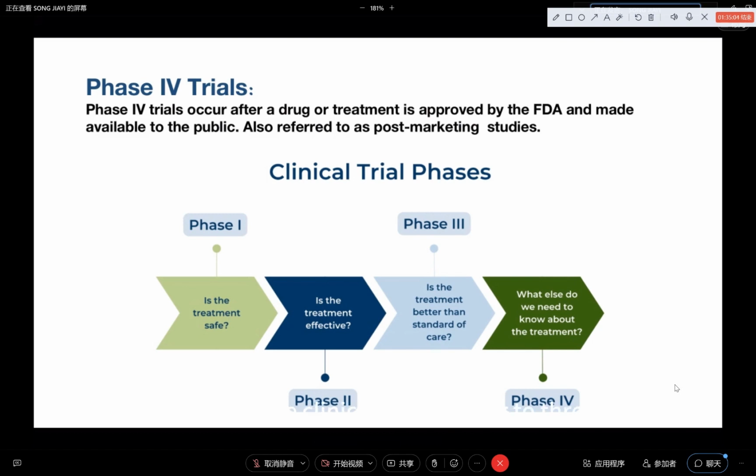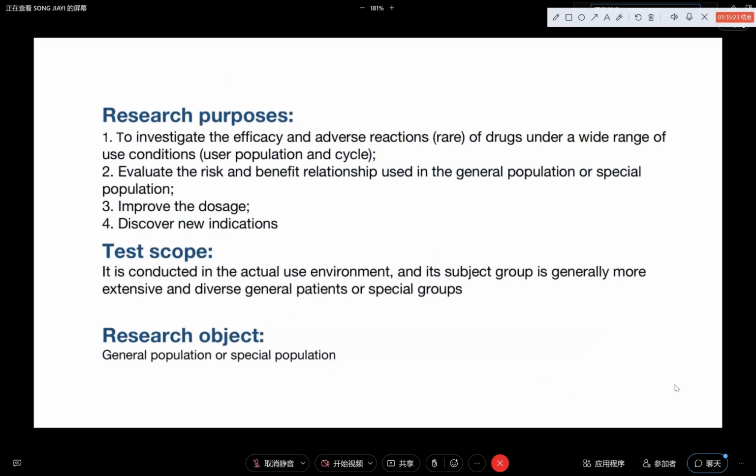In addition, compared with the clinical trials in the first 3 stages, the phase 4 trials pay more attention to the application and the effect of the drug in real clinical practice, which is more realistic. The research purpose is to investigate the efficacy and the adverse reactions of the drug under a wide range of use conditions, evaluate the risk and benefit relationship in the general population or special populations, adjust the dosage and discover new indications. The main population recruited is a broader and more diverse group of general patients or special populations.